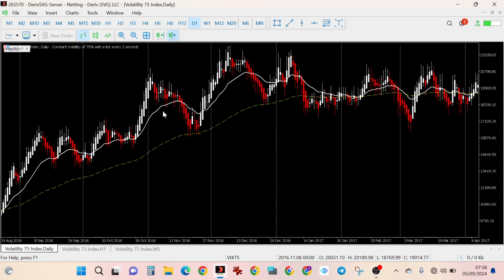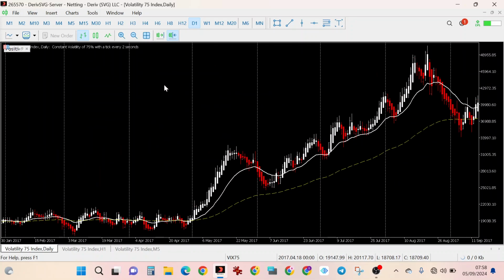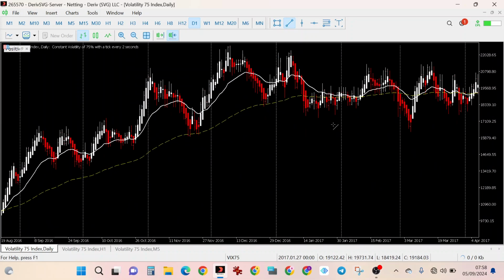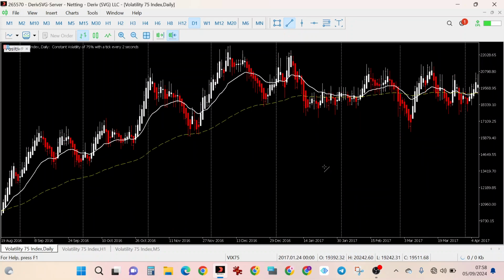Then you should just know simple tools that will help you to find important areas on your chart. Like the trend lines, horizontal support and resistances, and all that. You just need those two tools. You just need trend lines and horizontal support and resistance, and that is enough to be able to find those important areas on your chart.